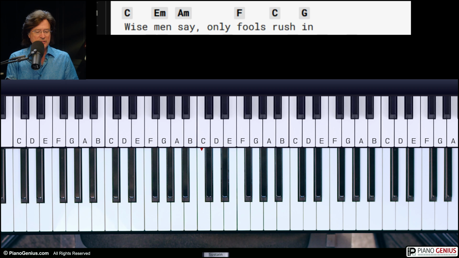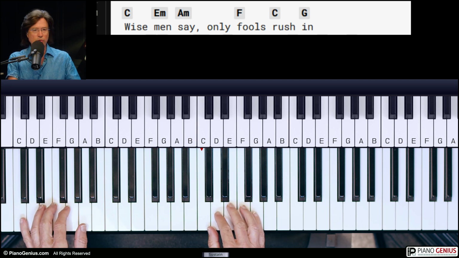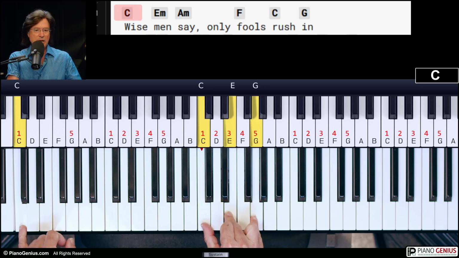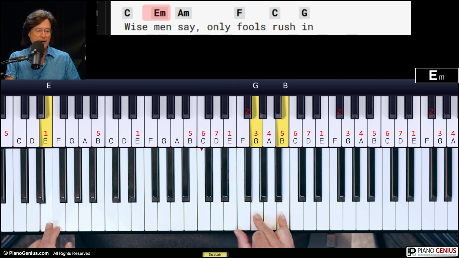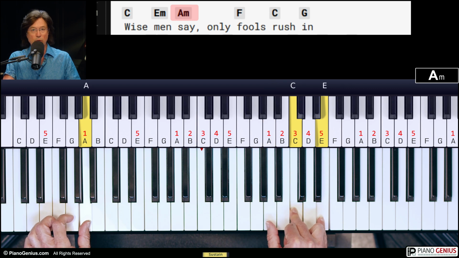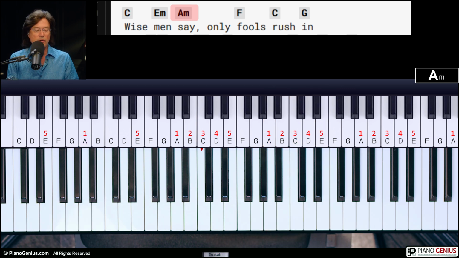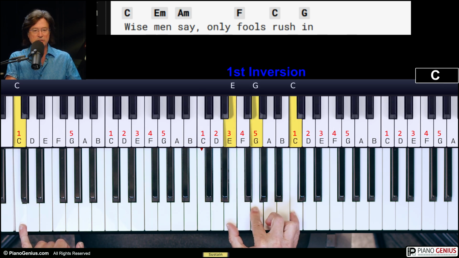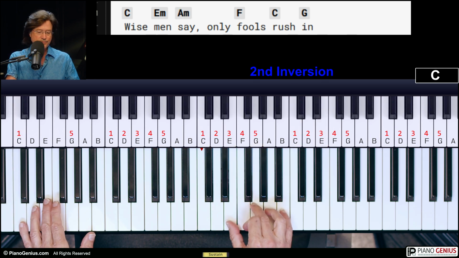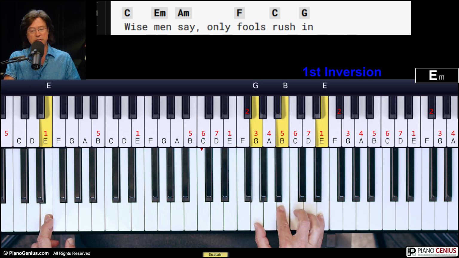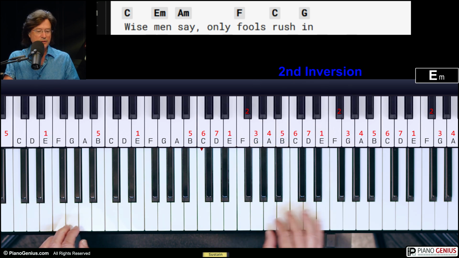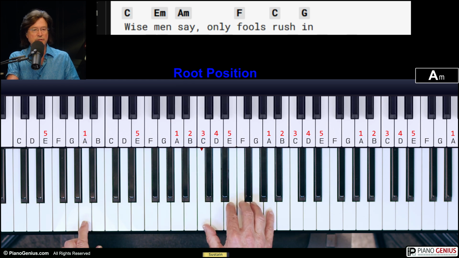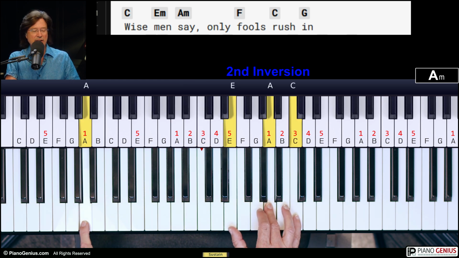First of all, this was in Module 1, so I was playing the root notes of each chord. When it's a C, I'm playing the root on the bottom. When it's an E minor, I'm playing the root on the bottom. When it's an A minor, I'm playing the root on the bottom. But of course, there's three different ways to play any major or minor chord. You can play root, first inversion, second inversion. A minor, root, first inversion, second inversion.